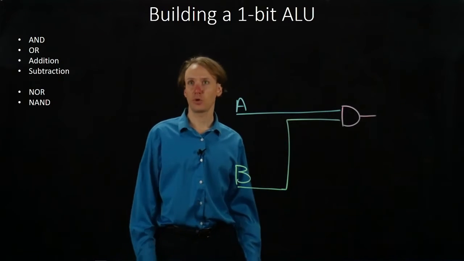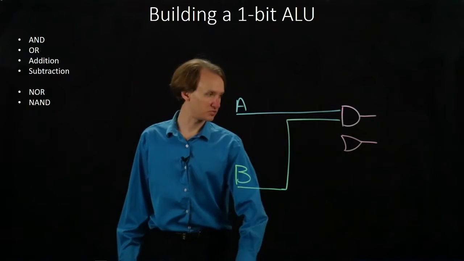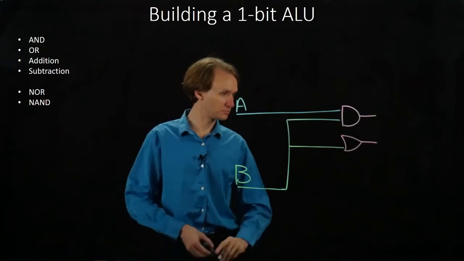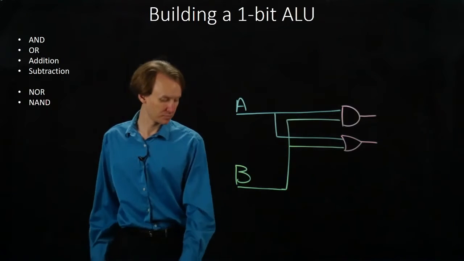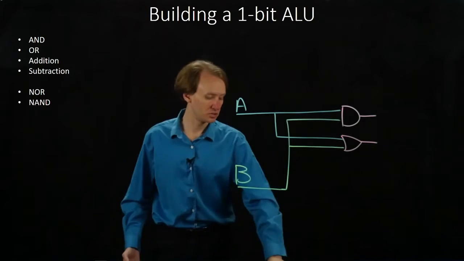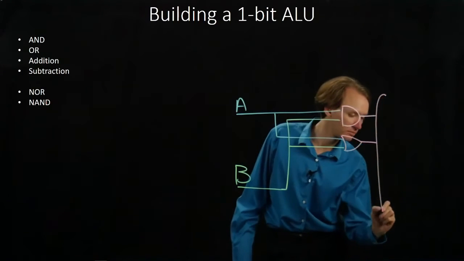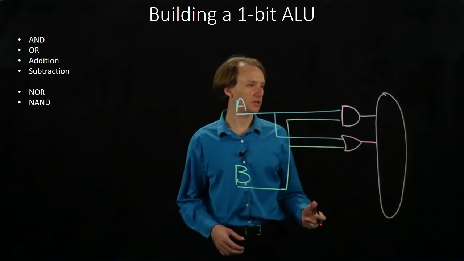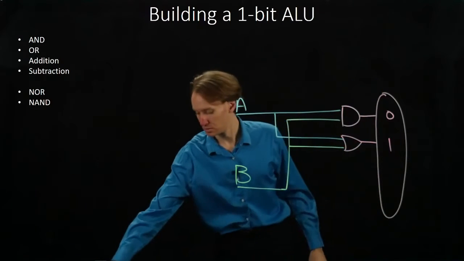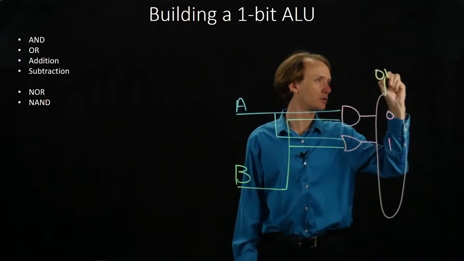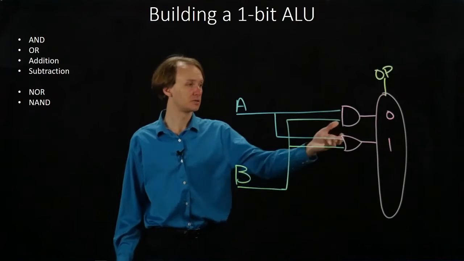That one's not terribly interesting. The OR operation isn't going to be too much better. I just need an OR gate, and then I pass its result along. But now I have two possible outputs, so I'm going to need a multiplexer to choose which one I want. And since I'm going to have other things coming in here, I'll leave some room. Now I've got an opcode, so I can choose whether I want an AND operation or an OR operation.